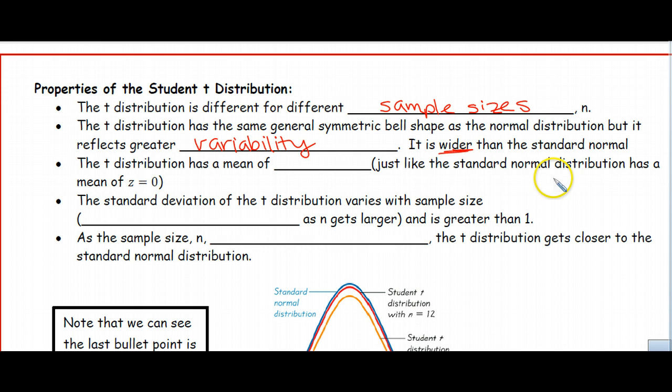This t distribution also has a mean of 0, just like the normal one when we did proportions. And the standard deviation varies with sample size. It decreases as n gets larger and is greater than 1. So the curve will get a little bit skinnier. It won't be as wide as n gets larger. As the sample size increases, the t distribution looks more and more like the standard normal.